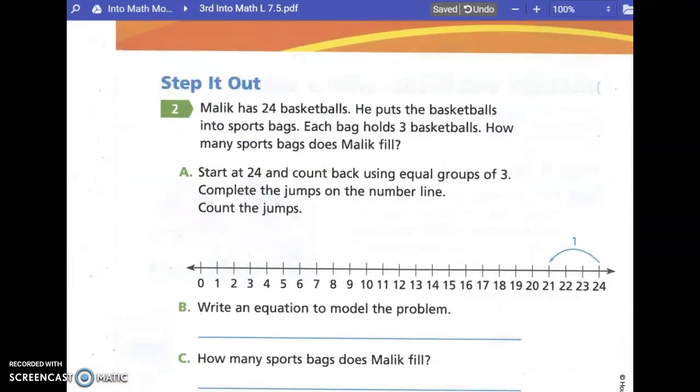Okay, you should turn the page over so that you're on page 192. Okay, now this time Malik has 24 basketballs. He puts the basketballs into sports bags. Each bag holds 3 balls. How many sports bags does Malik fill? Start at 24 and count back using equal groups of 3. Complete the jumps on the number line and count your jumps. Okay, so everybody make their jumps on their number line. They did the first one for you.